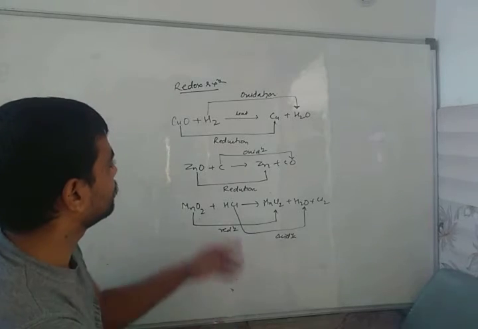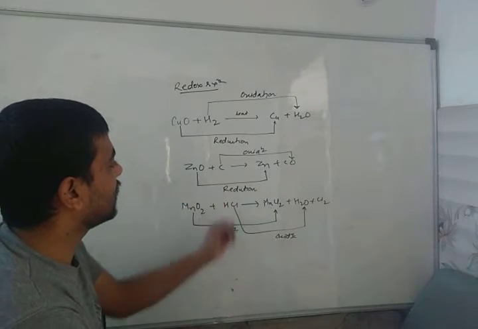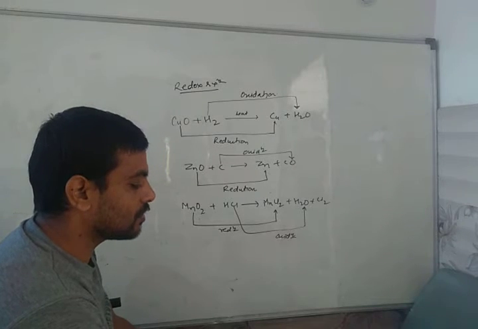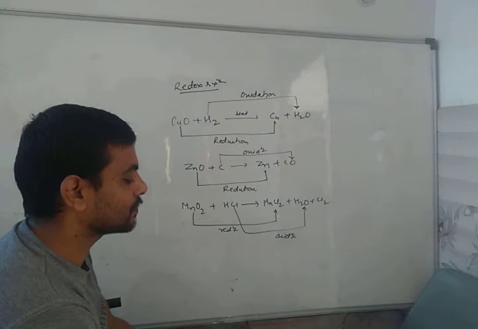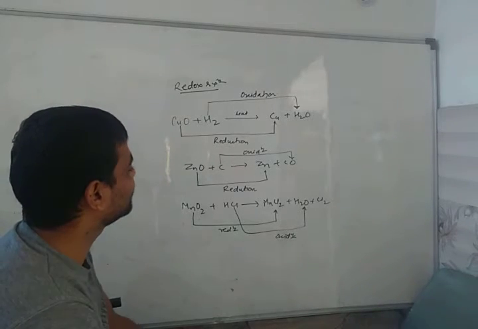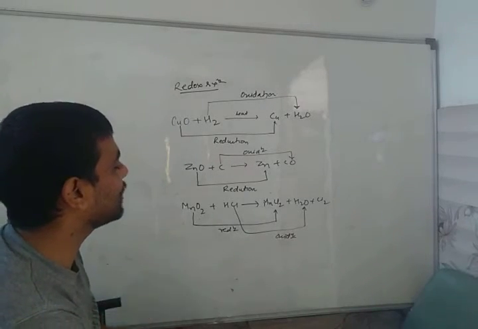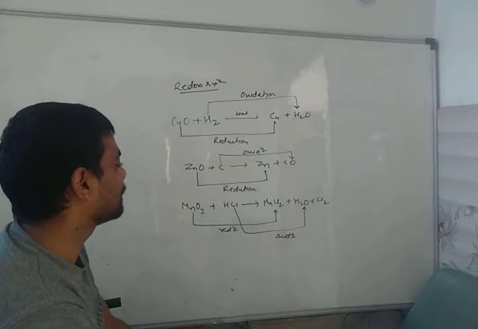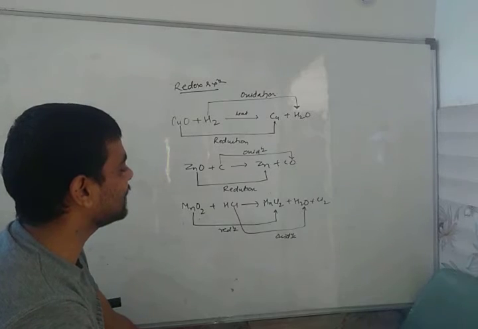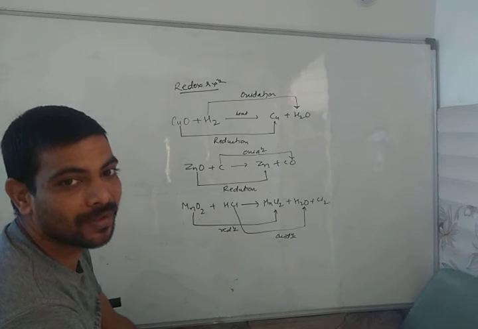In this reaction, ZnO plus C, carbon is oxidized to CO and ZnO is reduced to Zn. In this reaction, MnO2 is reduced to become MnCl2, and HCl is oxidized to become H2O.